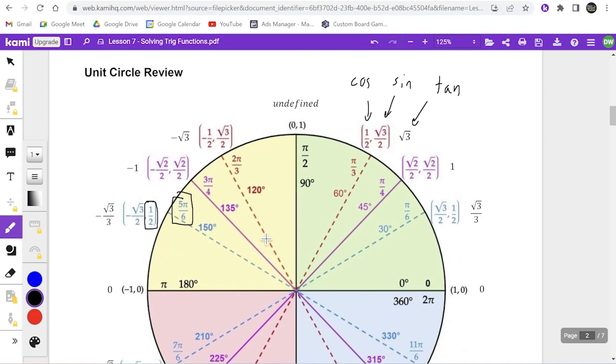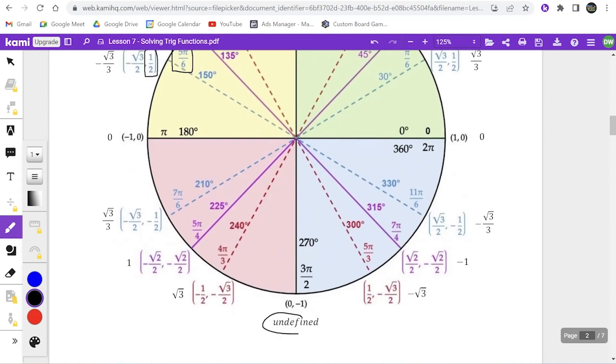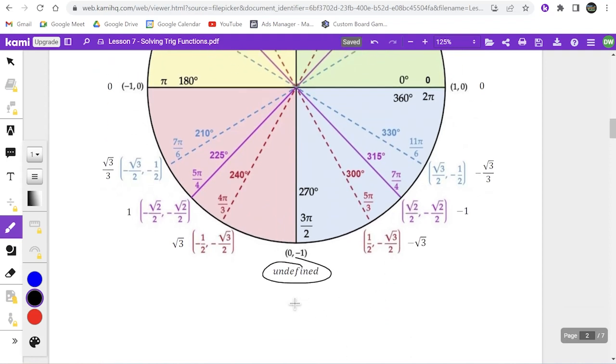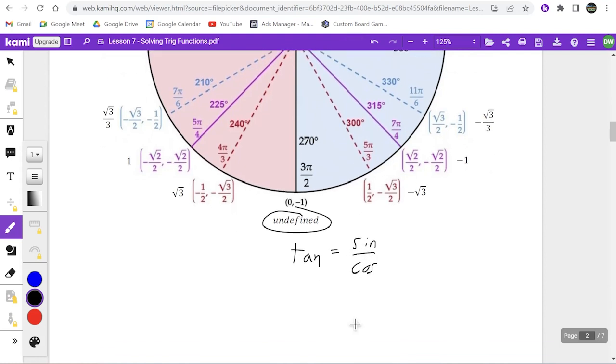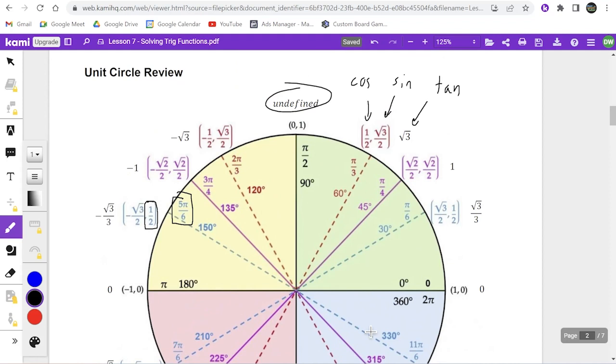You may be wondering, why is the tangent undefined here? And it's actually undefined here at the bottom as well. Again, we kind of talked about this before. Basically, the reason why is because tangent is equal to sine over cosine. And at that point, sine is like 1 and cosine 0. And you can't divide by 0. So that's why it's undefined at those points. And again, I recommend just memorizing that fact. You don't have to derive it each time. Any questions?